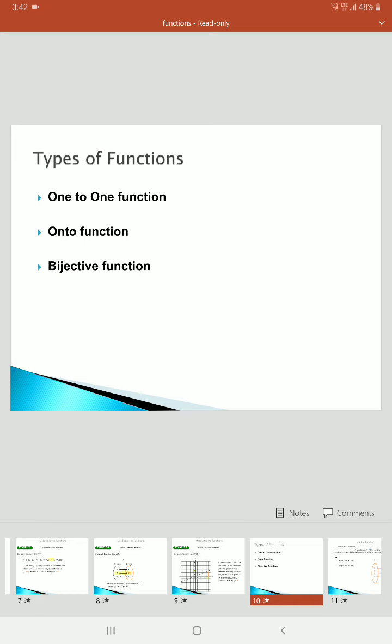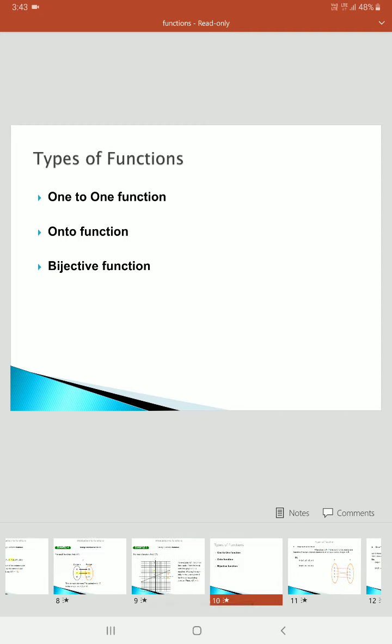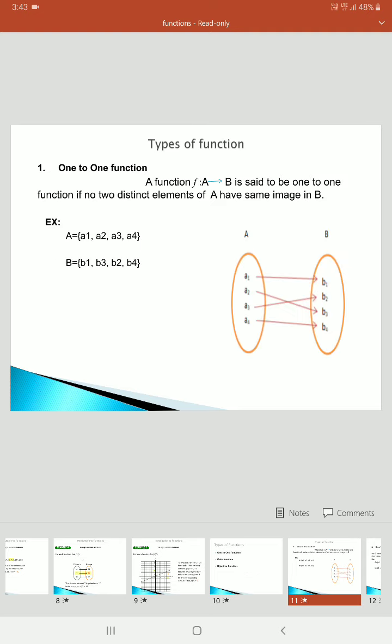Now comes the types of function. In our syllabus, there are 3 types of functions. These are one-to-one function, onto function, and bijective function. So here comes the one-to-one function. A function f such that A to B is said to be a one-to-one function if no two distinct elements of A have the same image in set B.